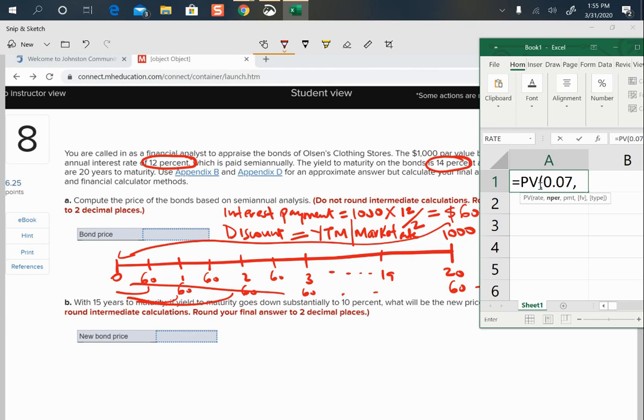And then the number of periods we have here is the total periods. We know that we talk about 20 years, but then we have 2 periods per year. So the total periods is going to be 2 times 20, which is going to be 40. So our total periods are 40. And the payment here is how much interest we are paying per period. In this example, again, it is $60 per period. So our payment is 60.